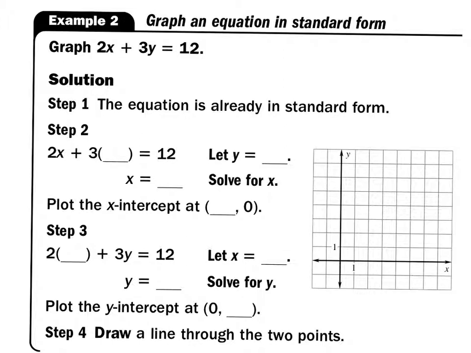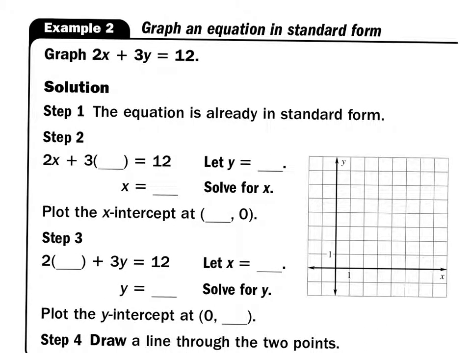Example 2. Graph an equation in standard form. So graph 2x plus 3y equals 12. Solution. Step 1. The equation is already in standard form. My x and the y are both on one side of the equation. Step 2. Let y equals 0. So I can put in 0 for y and figure out what x would be. So 2x plus 0 equals 12. Divide by 2, so x equals 6. Plot the x-intercept at (6, 0). 1, 2, 3, 4, 5, 6.